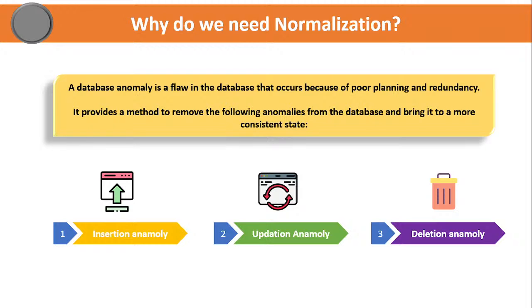Next, we have update anomaly as well, which occurs when the same data items are repeated with the same values and are not linked to each other. And finally, we have deletion anomaly, which occurs when deleting one part of the data deletes other unnecessary or necessary information from the database. So that is the reason we need normalization.